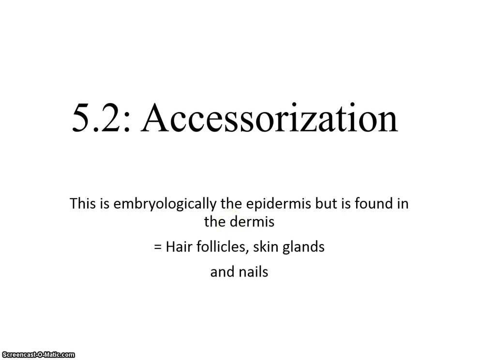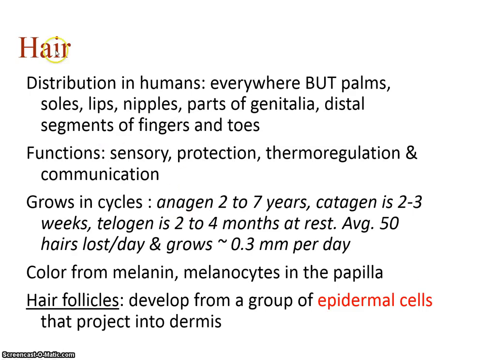Or a hair. All right, so hair, we obsess a lot over this. It's not terribly important to humans. We consider ourselves hairless apes, right? As mammals, we have it everywhere, technically, with a few exceptions. You don't typically see it on the palms of your hands and soles of your feet. It's not on your lips. It tends not to be on your nipples or parts of your genitalia. And believe it or not, the last segments of your fingers and toes.